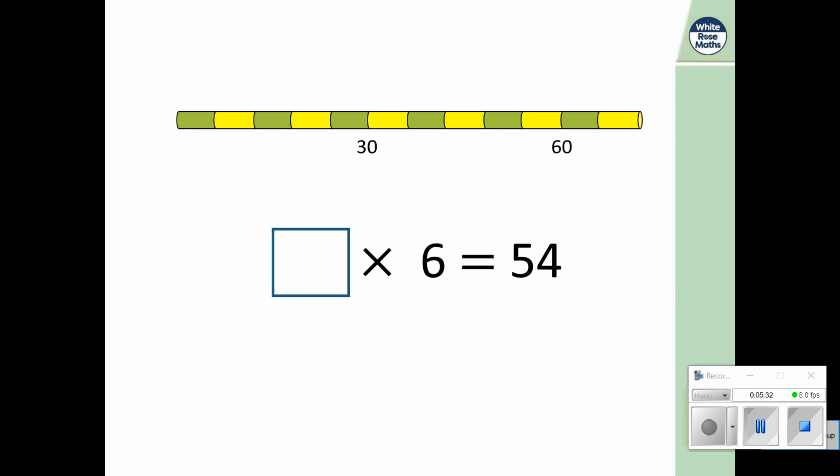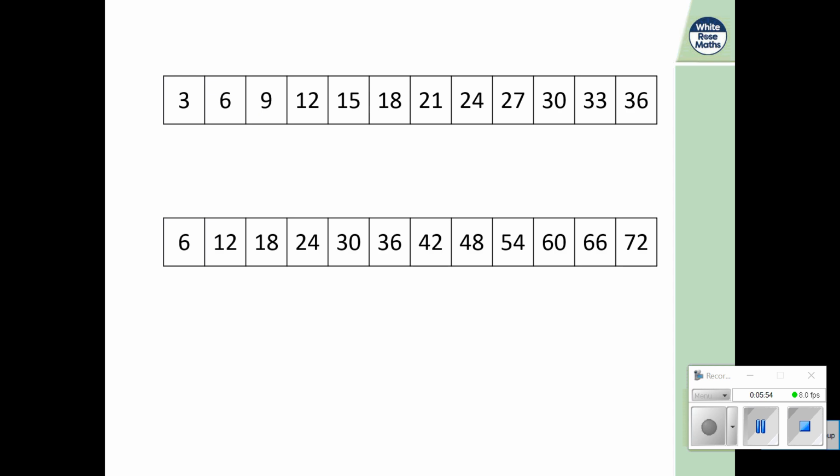Okay, here's another one. Something times 6 is 54. So let's have a look at our number line. Where would 54 be? Well, I know, because I know all my number facts, that 54 is 6 less than 60. There it is. So if I was to start at 60 and count backwards, the next number would be 54, which means my answer must be 9.